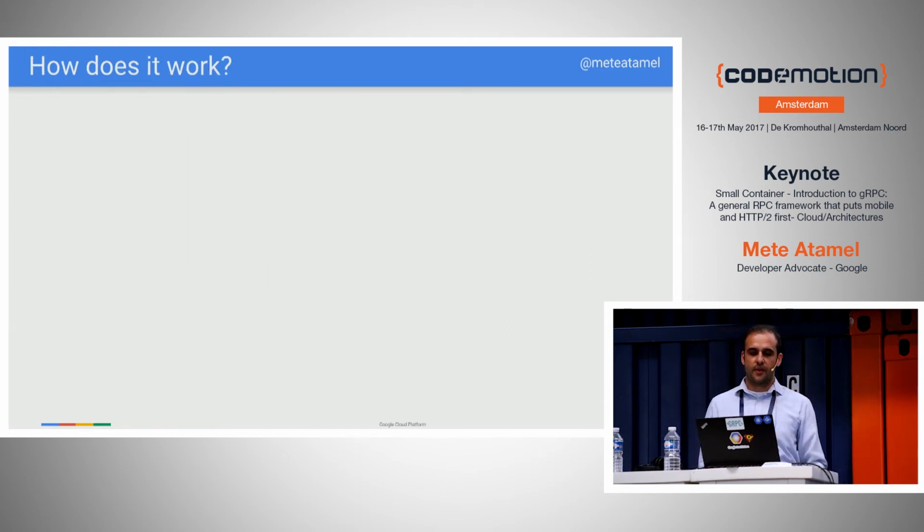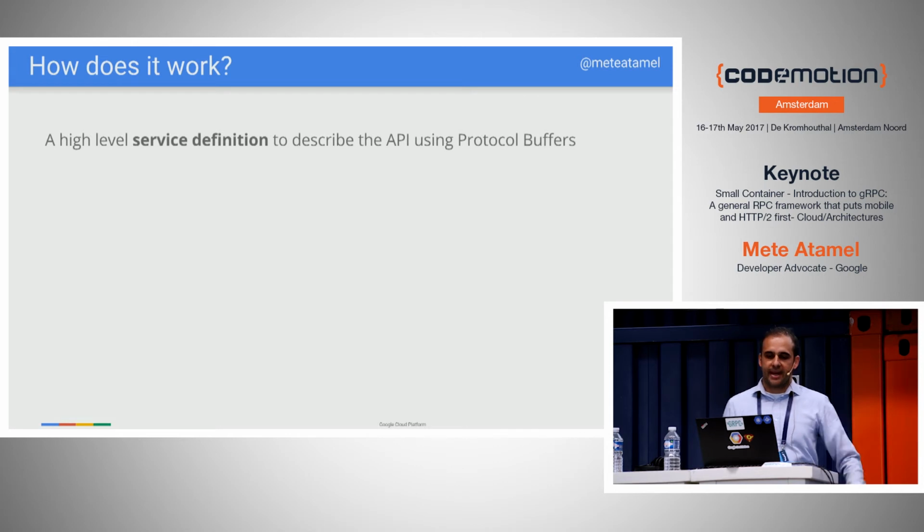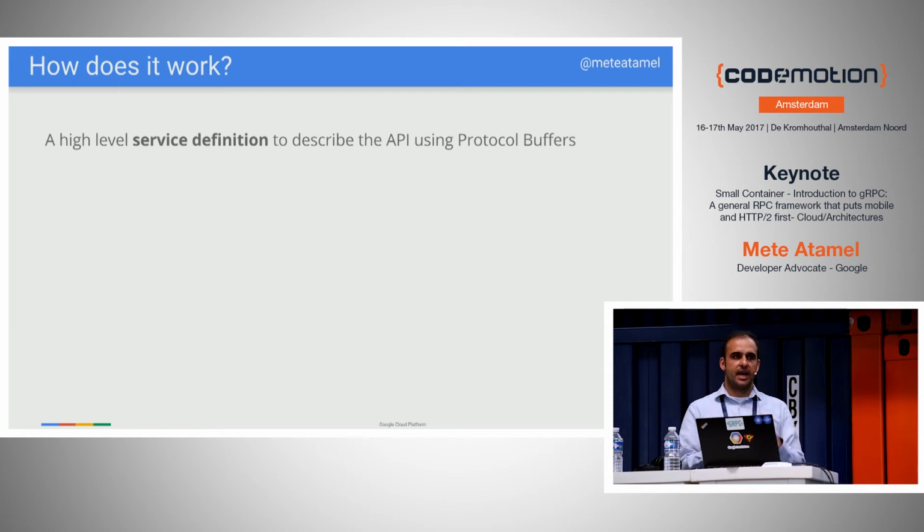So how does it work? At the high level, you start with a service definition file. So you create a single file that defines your services and what happens within your services. And I really like this because when you look at your code base initially, you don't have to actually look at your code base. You can just look at your service definition file, so just one file, and get a high-level understanding of what your services are and what your methods are.